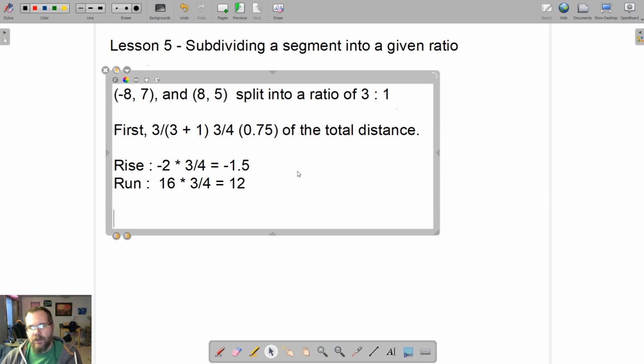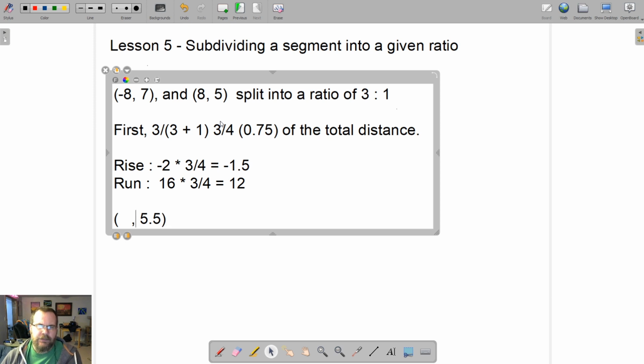Now that rise and run is something I'm going to apply from whichever direction I was looking at it. So I was going from here to here, so the y coordinate, the rise, is going to drop by 1.5. I'm going to leave some space here. 7 minus 1.5 is 5.5.